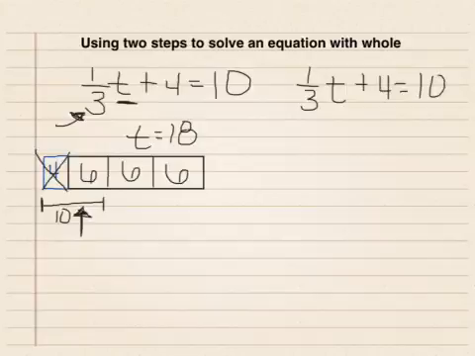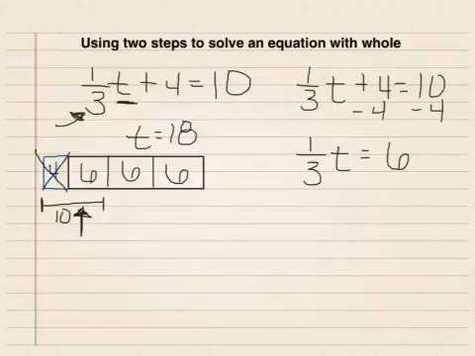So what we have is 1/3 of t plus 4 is equal to 10. The same thing with the bar diagram, we took away 4. Now we're going to take away 4 from each side. What we were left with is 1/3 of our number equaled 6. Just like with the bar diagram, we continue to fill in the other 2/3 so that we could see that 3/3 was 18.